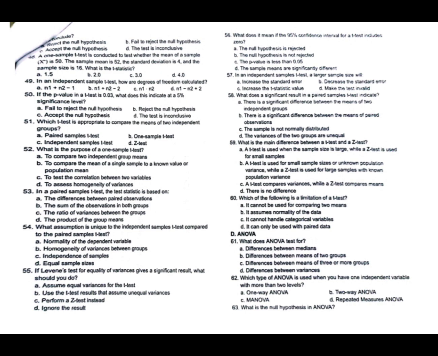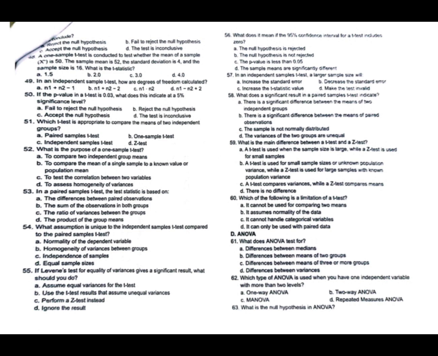In an independent sample t-test, how are the degrees of freedom calculated? The answer is letter B. If the p-value in a t-test is 0.03, what does it indicate? At the 5% significance level, the answer is reject the null hypothesis, which means that B is the answer. Which t-test is appropriate to compare the means of two independent groups? So the answer is independent sample t-test, since it says there two independent groups.